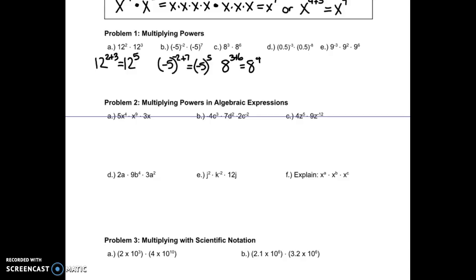D, we're going to keep our base, so 0.5. We're going to add our exponents: negative 3 plus negative 8. So it's going to be 0.5 to the negative 11th.